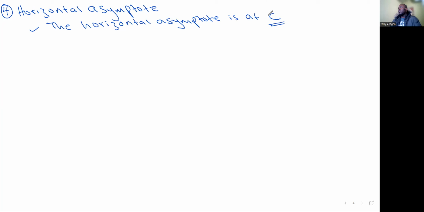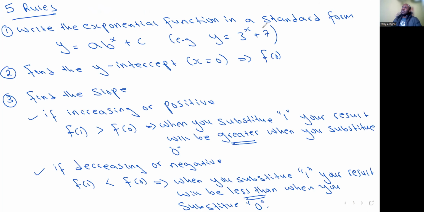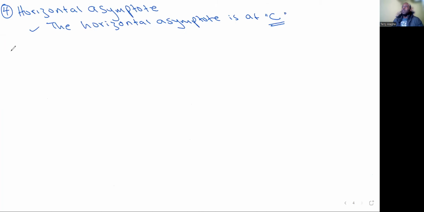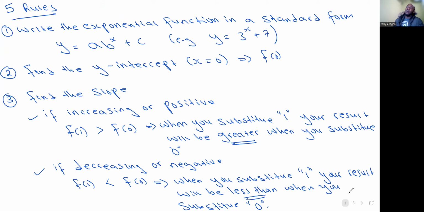Okay, so the horizontal asymptote here is at C. So when you write it in the standard form, the value you have here, for instance if I'm sketching the graph, the horizontal asymptote for this exponential function will be 7. Then when you've done that, easy. The final step, you then sketch the graph. All right, so that is it. Those are the 5 steps for how to sketch an exponential graph.